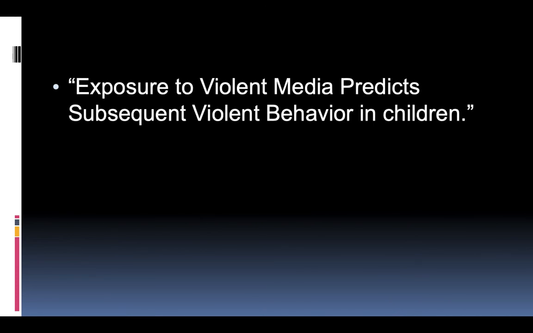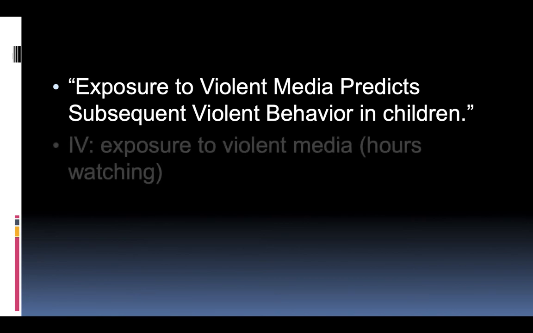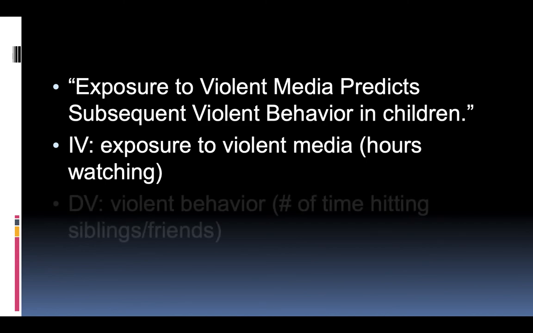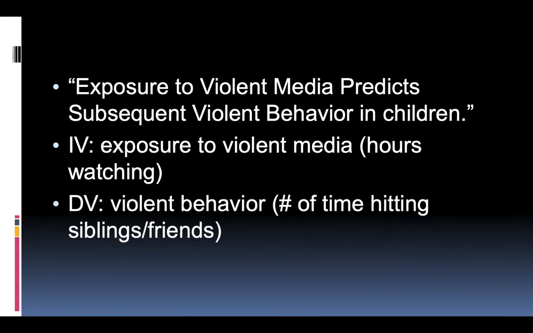Exposure to violent media predicts subsequent violent behavior in children. So in this case, what is being manipulated? What is being measured? If you were going to run this study, what would you manipulate? The exposure to the violent media. So how many hours of violent media the child watches, maybe violent games that they play, or number of violent incidents that they see. And then we're measuring the child's violent behavior. So the number of times they hit their siblings or their friends, or maybe they act out the violent behaviors.